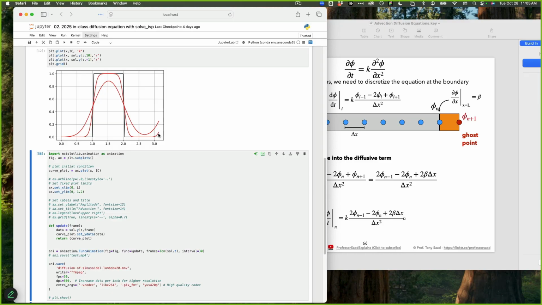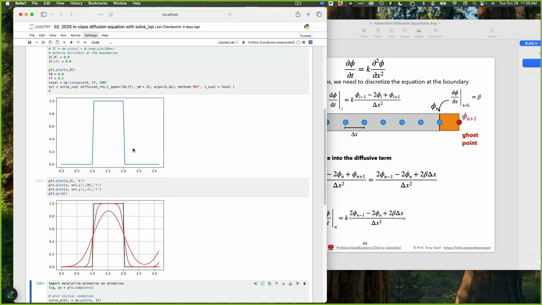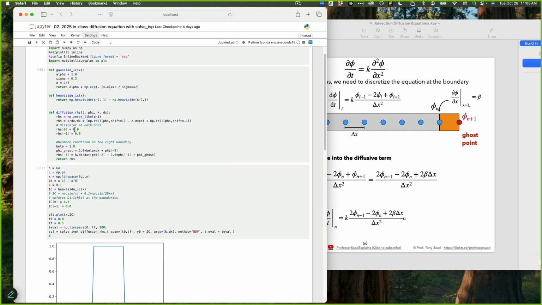But it might continue rising until it reaches a steady state. But notice at least the slope, notice those two red curves, they are parallel to each other at the boundary because that slope is exactly equal to beta. And as expected, when beta is positive, the slope is going up on the right boundary.